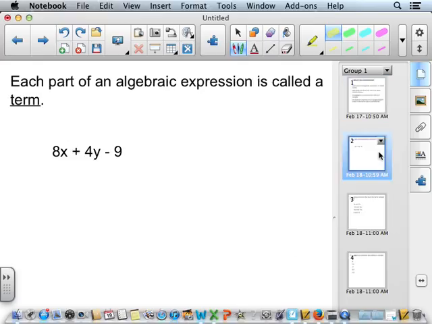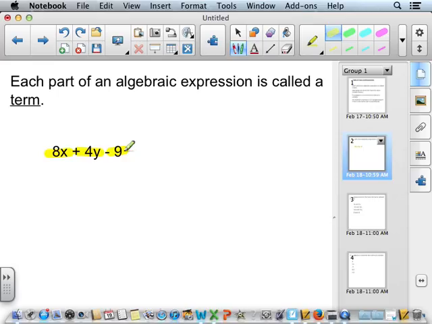First, I have term. Each part of an algebraic expression is called a term. In the expression I have here, I have 8x plus 4y minus 9. 8x is considered one term in my expression. Positive 4y is considered a term in my expression. And negative 9 is considered a term in my expression.